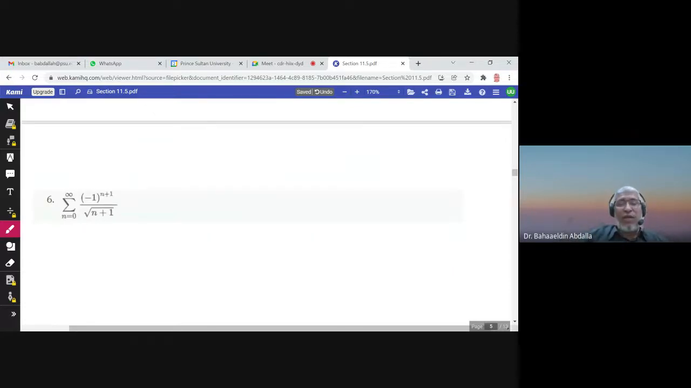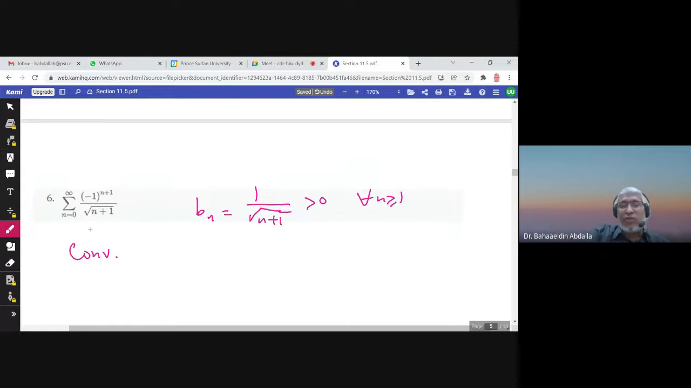What is Bn here? It is easy to prove that it is decreasing and the limit is 0. So by the alternating series test, this series also converges.